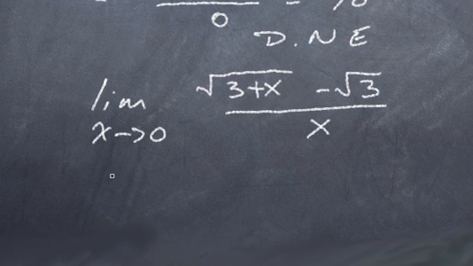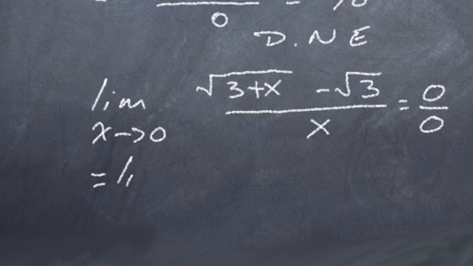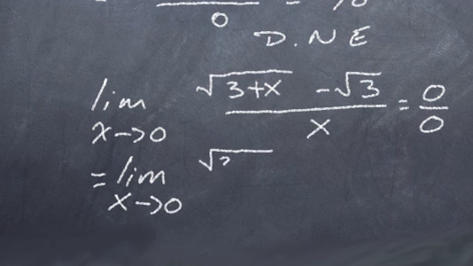And if I go ahead and plug in the 0 into this, we end up with the square root of 3 minus the square root of 3, and that's going to give us a 0 in the numerator, and of course plugging 0 into the x in the bottom gives us a 0 here. So we can't factor this, but there is another trick that we're going to use to find out what this limit is, and we're going to multiply the top by the conjugate of what is in the numerator.